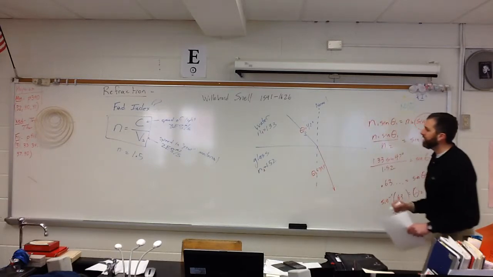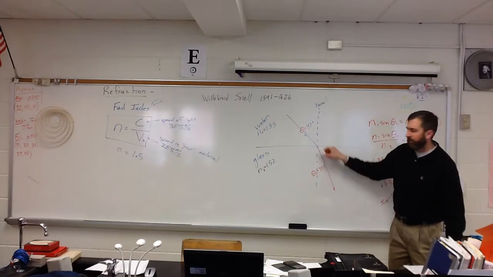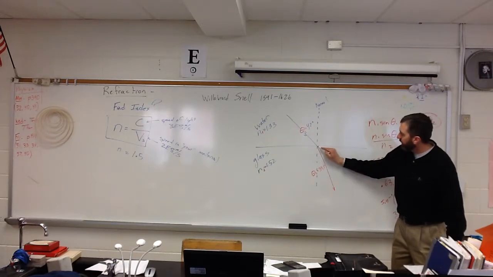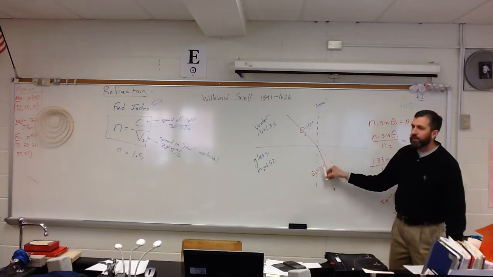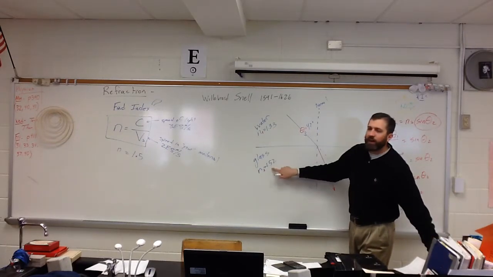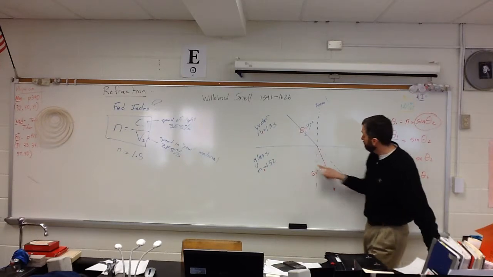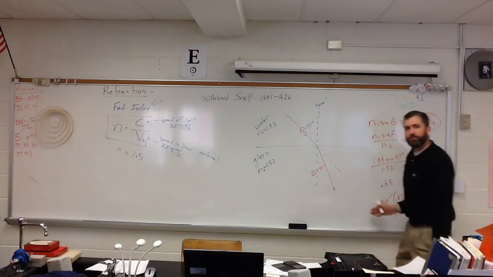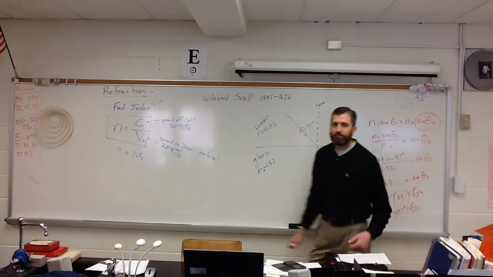Ask yourself, does that make sense? Do you think it will slow down? Because this is showing that instead of going straight, this would have been straight, right? Instead of going straight, we are bending toward the normal. Do you expect that you would slow down because you went to a higher n value? Yes. People are nodding. If you go into a higher n value, you should slow down. So this seems to make sense. And this is how you do Snell's law for today. Physics.